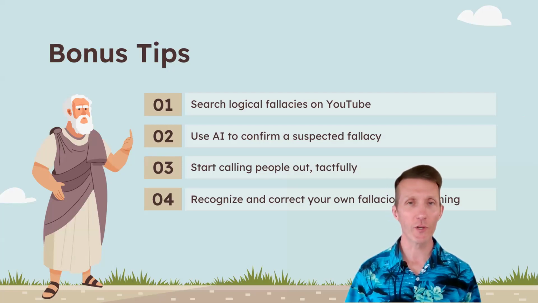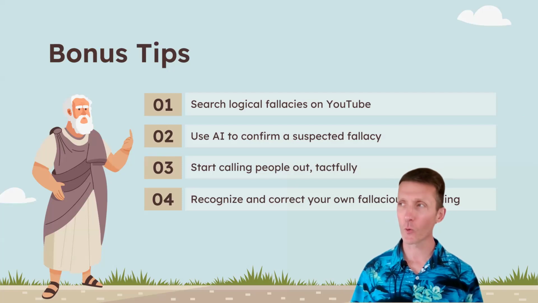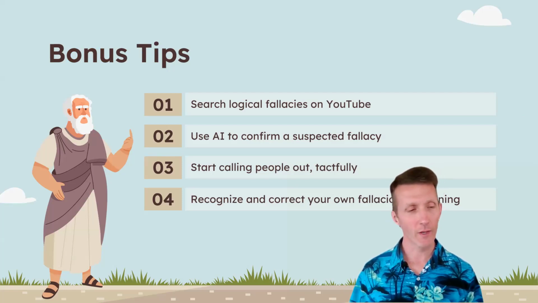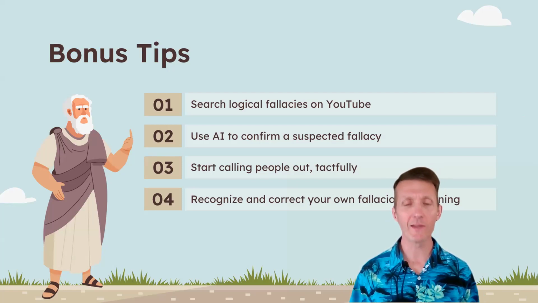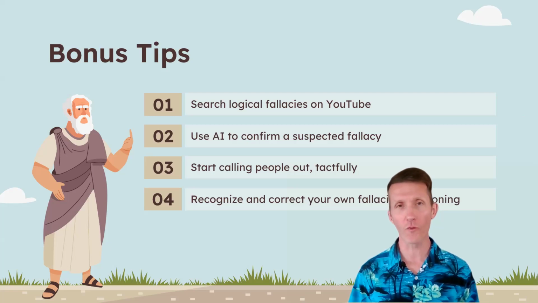Two, use artificial intelligence to help confirm a suspected fallacy. So you've heard something on the news or social media. It sounds like one of those fallacies, but you're not sure which one. Plug it into your favorite bot and say, I think this is fallacious reasoning, but I'm not sure which fallacy. Can you help me identify it and also help me understand why it's fallacious reasoning? If you can name it, that's one thing. If you need to understand the deeper why, that's what's important.